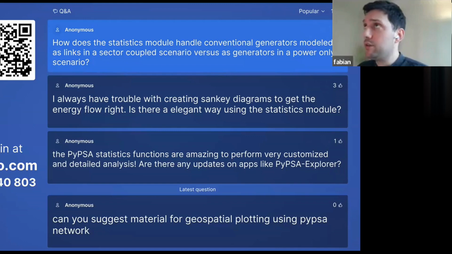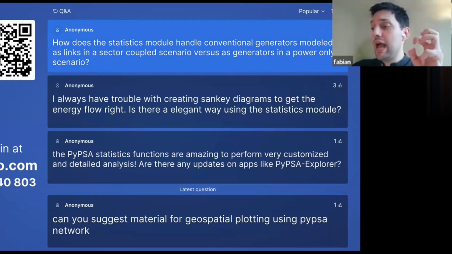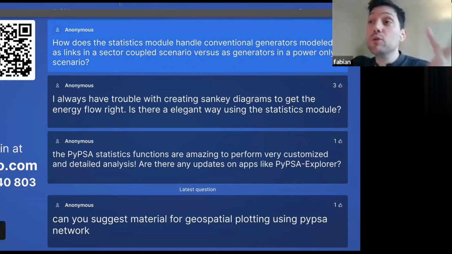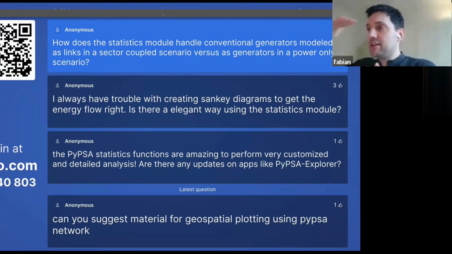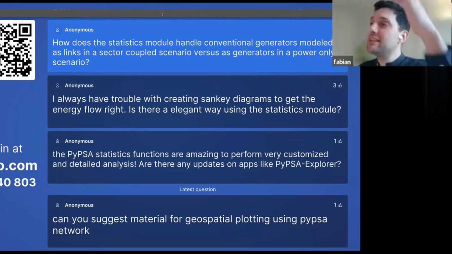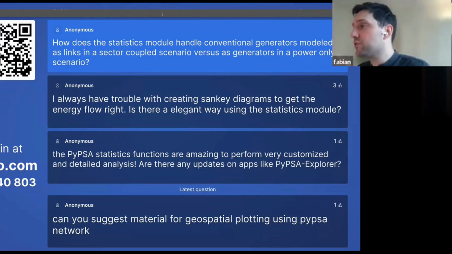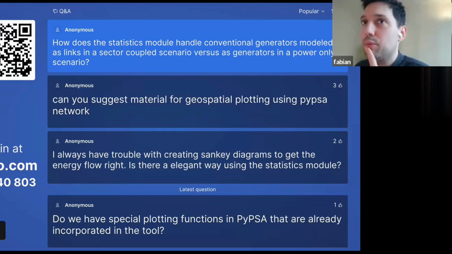Generators are very straightforward, right? You have one port where it's producing power, and you just take that value. A link has two ports, or multiple ports even, and internally, the statistics module is looking at each port individually and treating it as a generator at that port. And you really have to think of a link as sort of segmented or subdivided into these different ports, and these different ports are looped over. And then we treat that as a one port component, as of a generator. Does that help with the question?